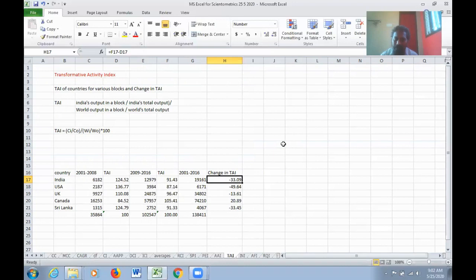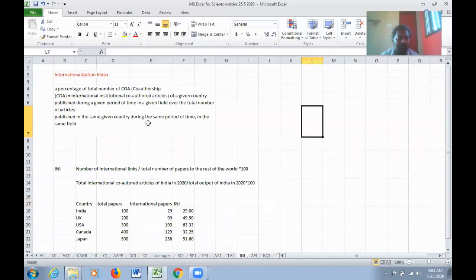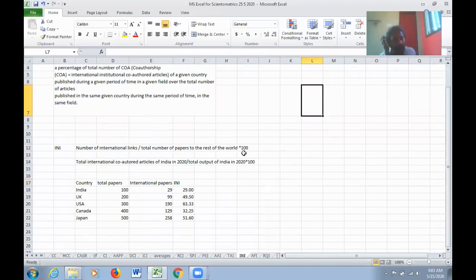Both TAI and AI are the same. The only thing is TAI is calculated for the blocks, and you calculate the change between the blocks. Fine. You can calculate for 3 blocks, 4 blocks also, depending on the nature of your data. Then comes INI, the Internationalization Index. It tells you the number of international links divided by the total number of papers, to the rest of the world, into 100.